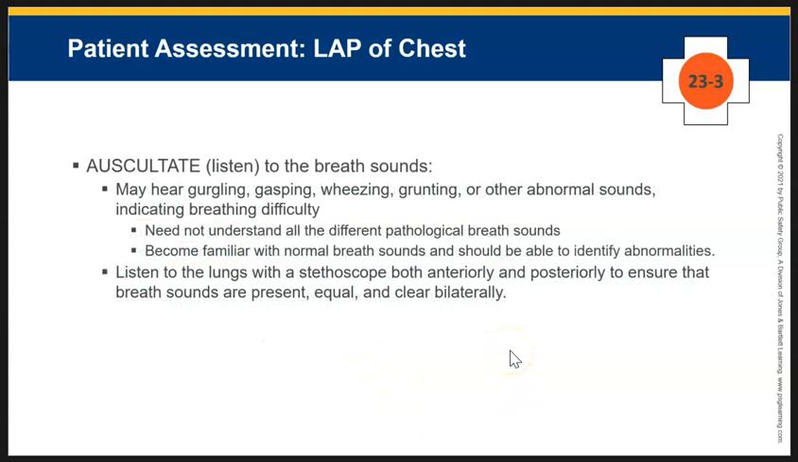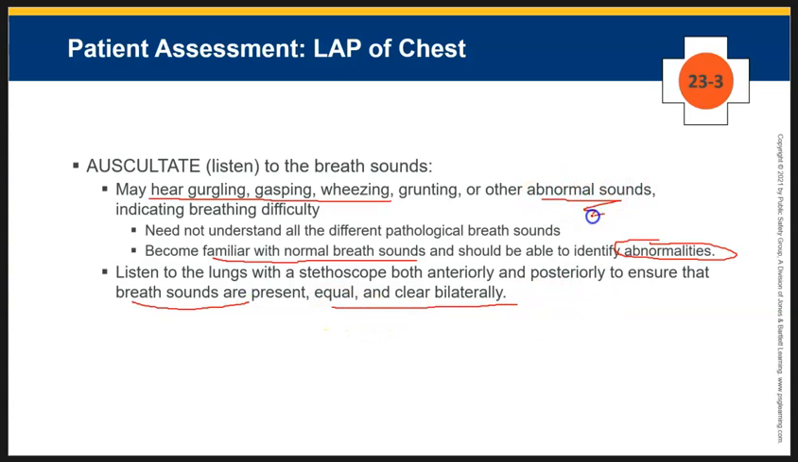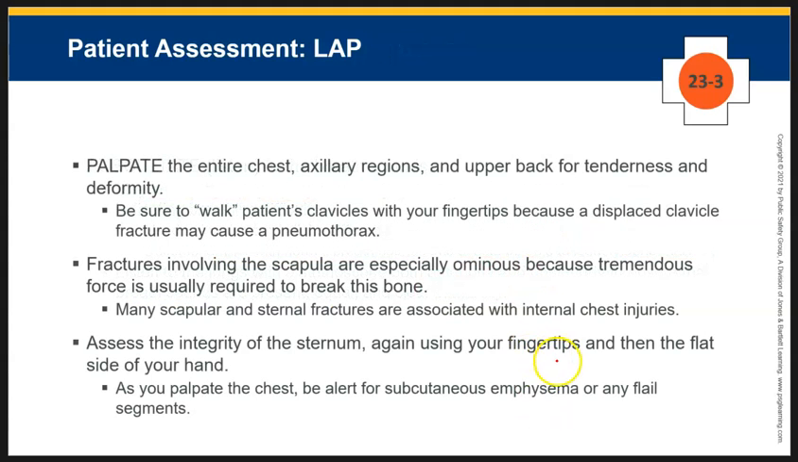Auscultation, that is listening to the breath sounds with a stethoscope, may reveal gurgling or wheezing or some abnormal sound. We don't need to understand all of these differences, but we should be able to distinguish them from a normal breath sound and just consider that this is somehow abnormal, that something isn't right with their respiratory system. Make sure that the breath sounds are equal on both sides and avoid any of these abnormalities.